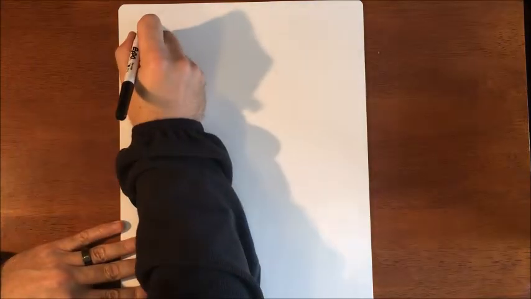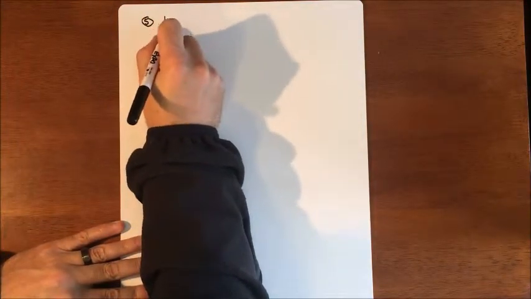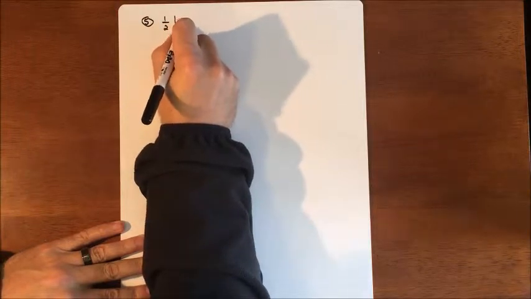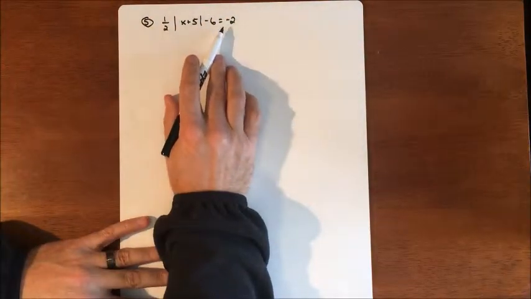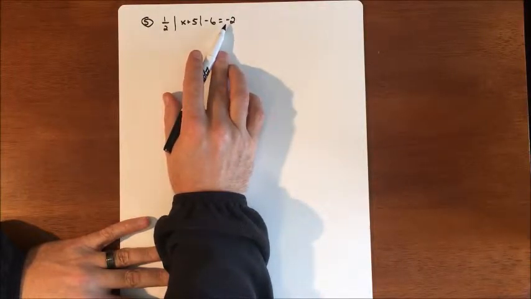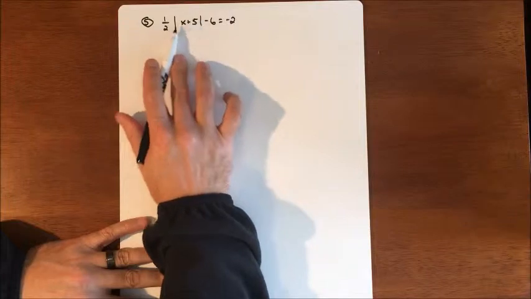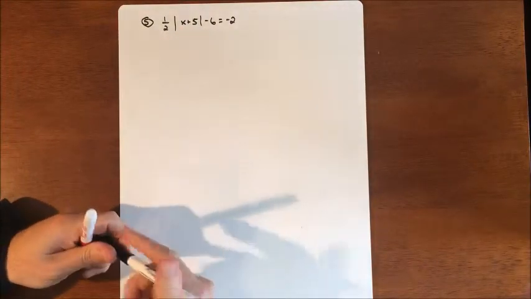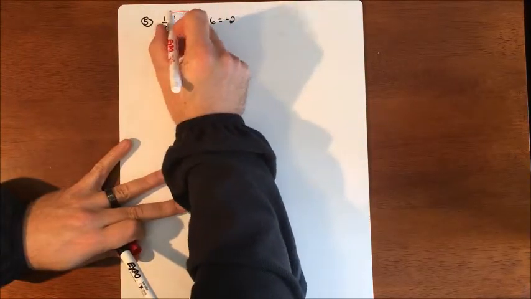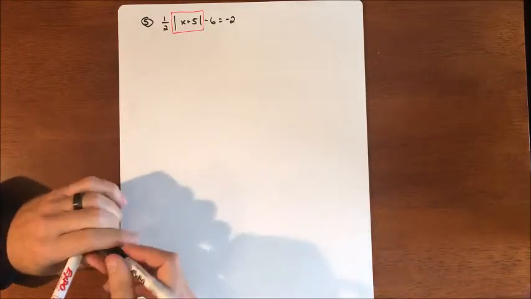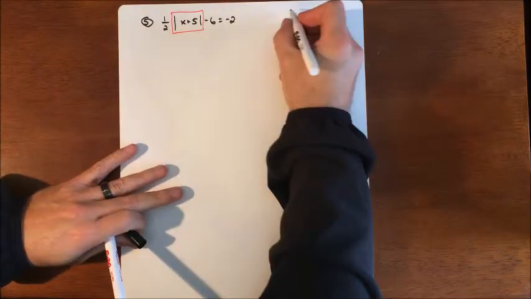All right, let's do another one. All right, so this one is going to be 1/2 times the absolute value of x plus 5 minus 6 equals negative 2. All right, so at this point, is this where we decide that we can't do it because we have a negative? No, we have to isolate the absolute value first. So we have to get this piece by itself. All right, and if it helps, you're going to see that the steps that we do are as if we had this.